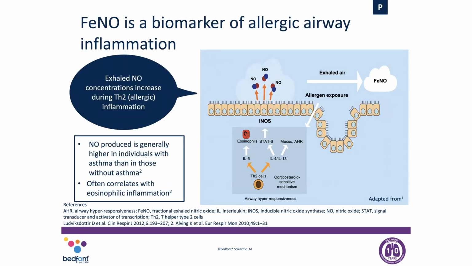Now, we know that FeNO is a biomarker for allergic airway inflammation. We know that it's driven by the whole allergic process that underlies the mucous membrane, and it's driven hugely by eosinophils. And we know that the higher the eosinophilic airway inflammation, the higher the nitric oxide production will be, the higher the FeNO result when you check that in expired air will be. So there's a direct correlation between a raised FeNO and underlying eosinophilic airway inflammation.